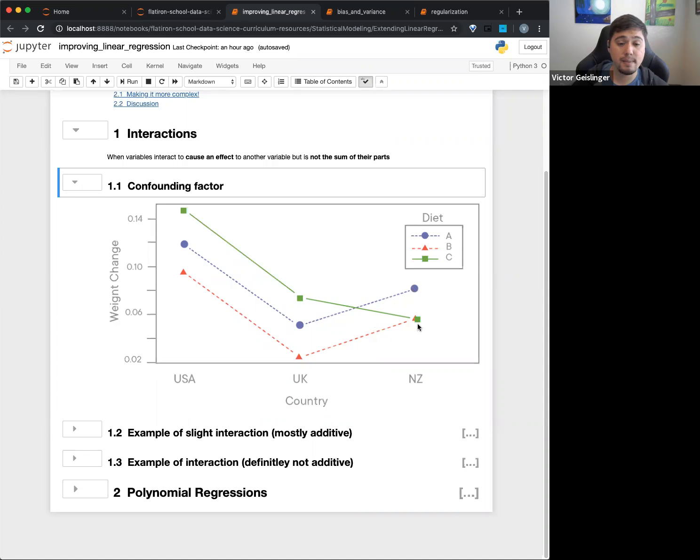So there seems to be some interaction, maybe it depends on the country and what diet you pick. This could be something like a whole bunch of examples. You can imagine that maybe it's dealing with the fact that New Zealand doesn't really like diet C, or can't stick to diet C very well for whatever cultural reasons, or whatever is available for food.